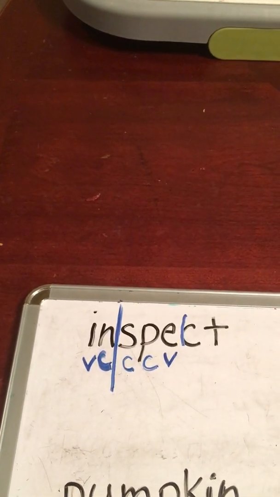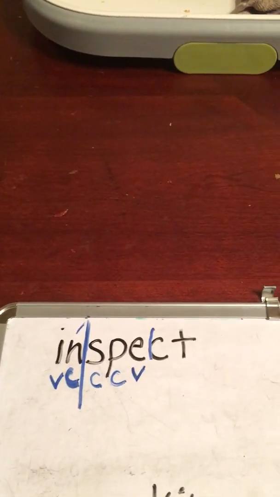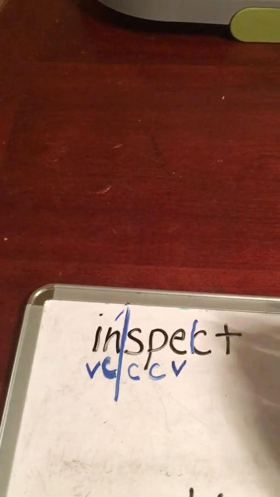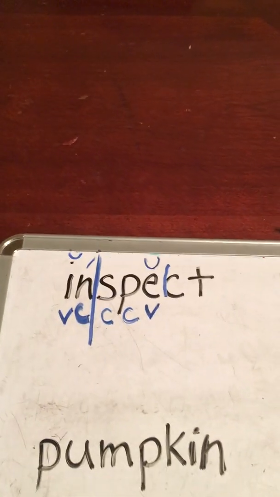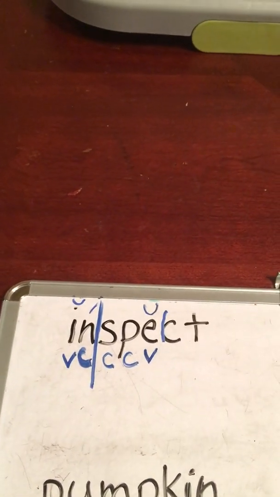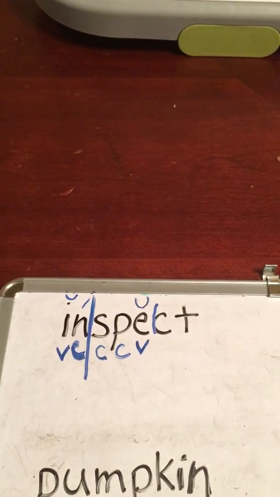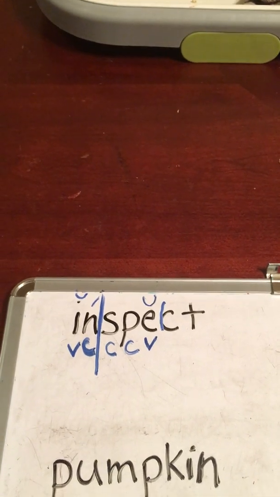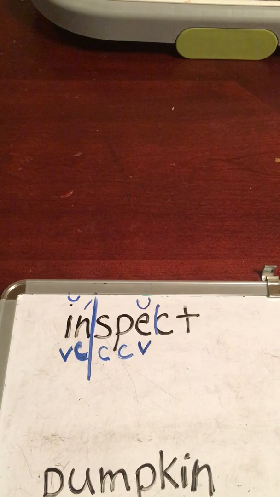Remember, the best place to try first is always the first syllable. So now we're going to code the vowels next. So we have a breve on the I and a breve on the E. Perfect. All right. Now let me read that word and let's see how that sounds. I'm going to make sure to put the accent on the first syllable. Inspect. Inspect. That doesn't quite sound right. That's not a word that I recognize.